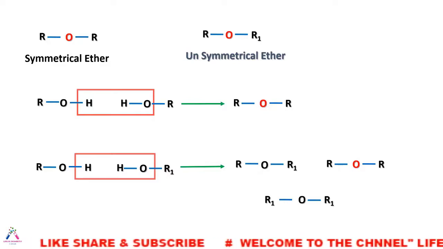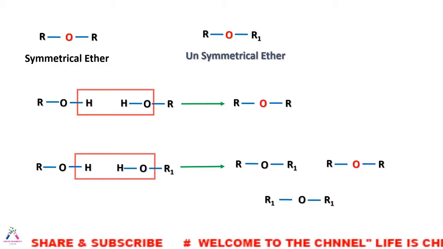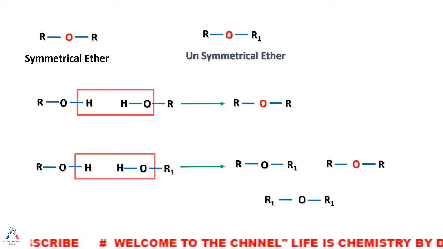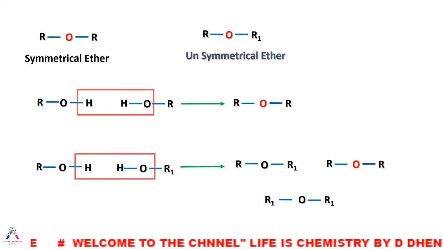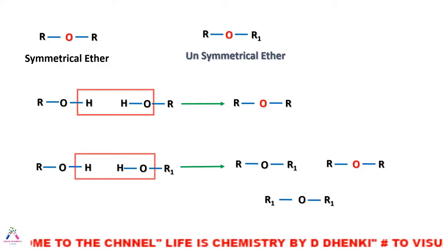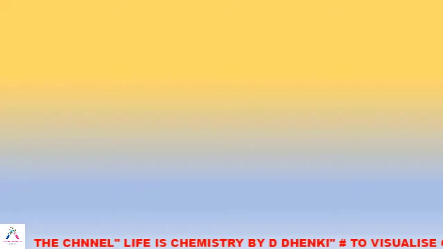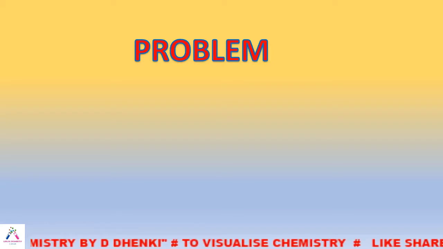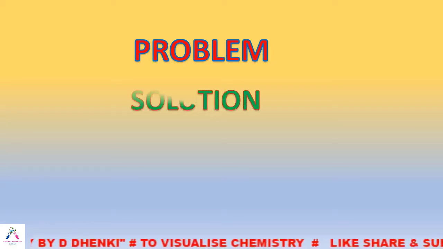So unfortunately we get a mixed product of ethers, and these ethers cannot be separated easily as they are the same types of compounds. So we are facing a problem to prepare or synthesize the unsymmetrical ether by dehydrating methods. Then what will be the solution?